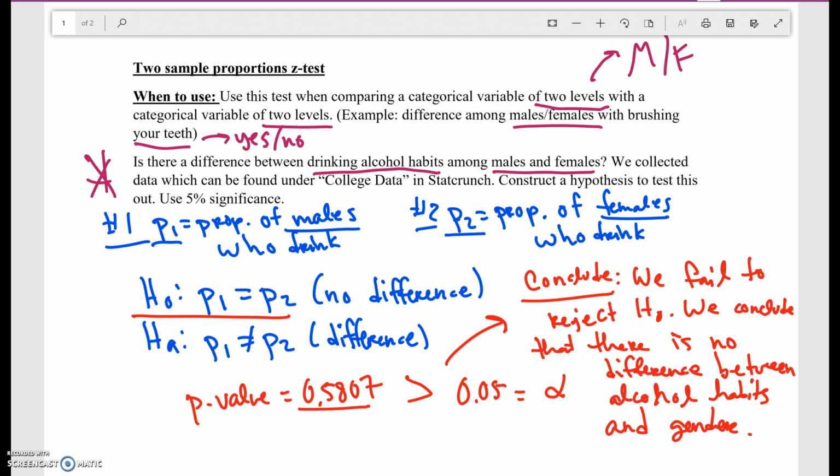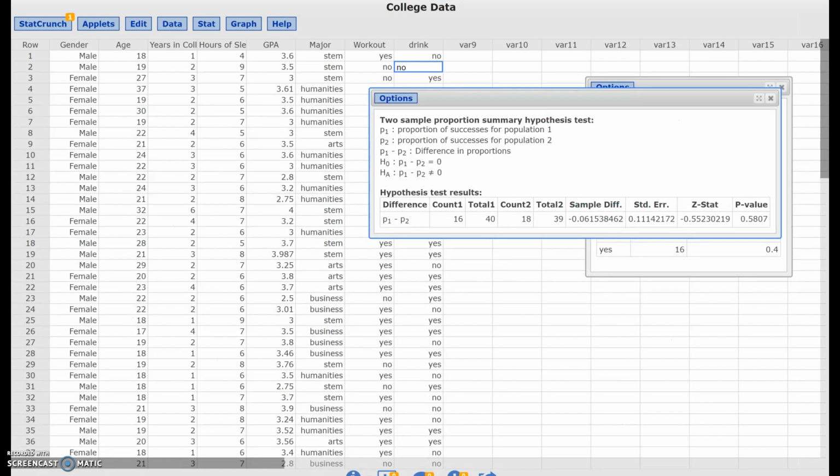Okay, so this is basically all you're doing. There's very little math. The only thing that you really have to worry about is figuring out what P1 is, figuring out what P2 is. Not figuring it out, but labeling what those are. So label what those are, write down your null and your alternative, and then go ahead and perform the hypothesis test.